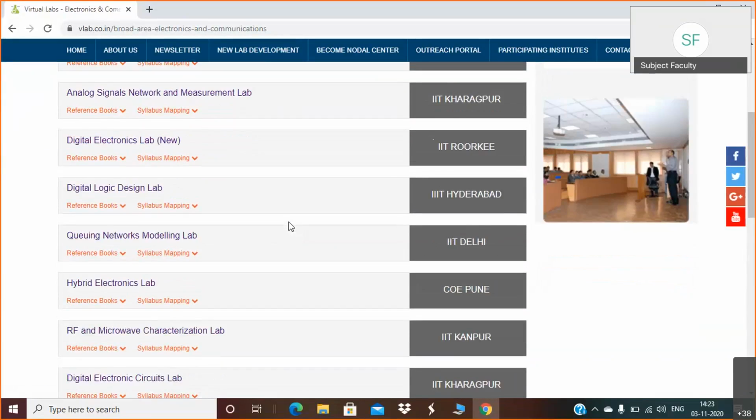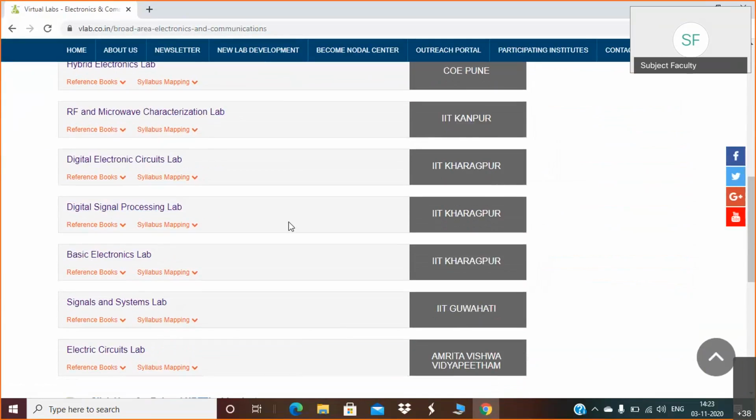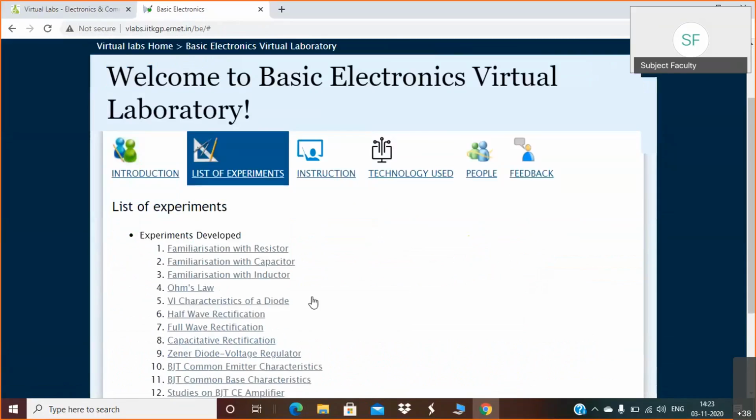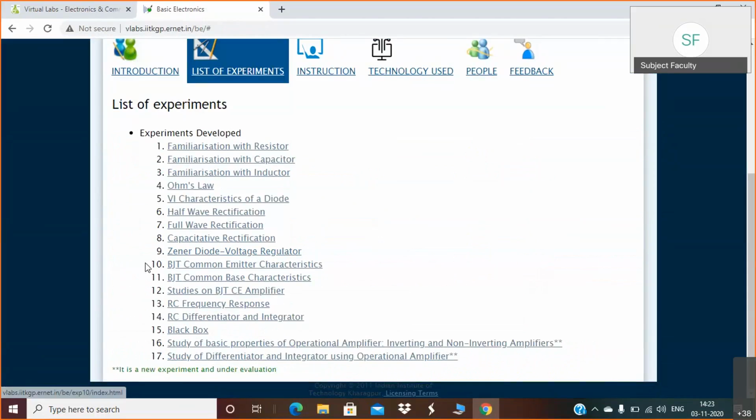we have selected the basic electronics lab. This is the basic electronics lab, designed by IIT Kharagpur. I have selected that. You can go to the list of experiments. Under that list, in today's session we will discuss experiment number 10, BJT common emitter characteristics, and number 16 as well, that is inverting and non-inverting amplifier. I'm selecting inverting and non-inverting amplifier first.